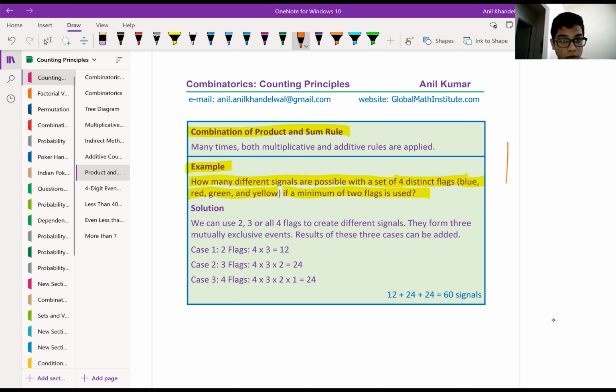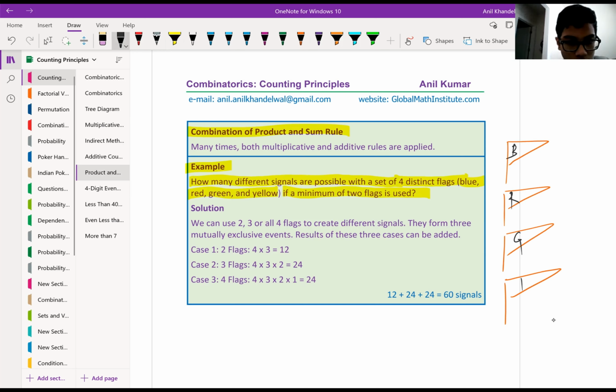So let's say we have these flags, and we have 4 distinct flags of different colors: blue, red, green, and yellow. So when we take at least 2, we could take 3 and we could also take 4. You understand now? So when I say a minimum of 2 flags is used, how many signals can we send? You get the idea?